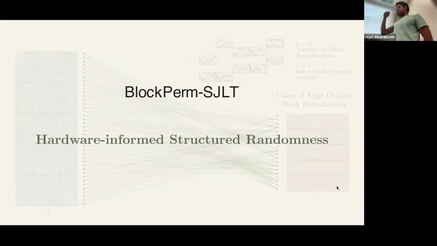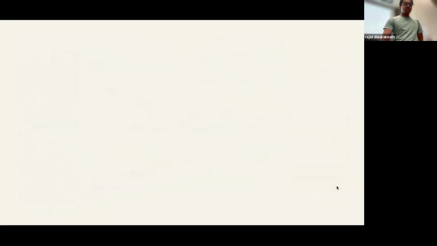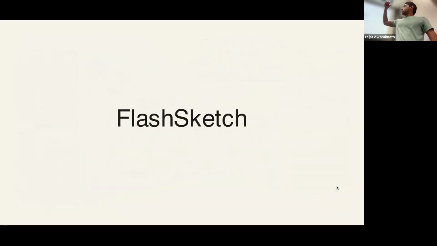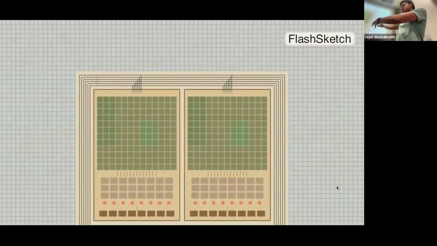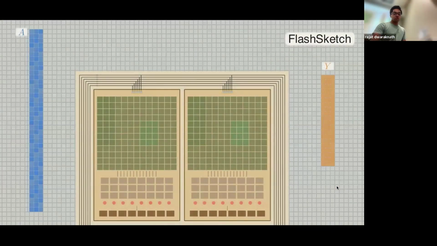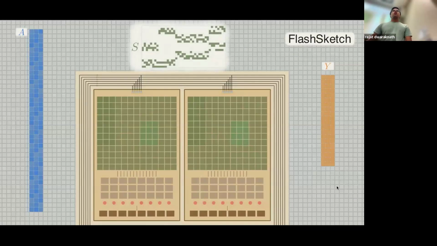So FlashSketch is basically the actual CUDA implementation of the sketch, with the whole shared memory atomics and so on. And I'm just going to show how it looks in our GPU. There's one additional detail: the actual sketching matrix we don't need to store. This is another optimization which we did, which is you don't have to store S in your global memory. You can generate it on the fly.